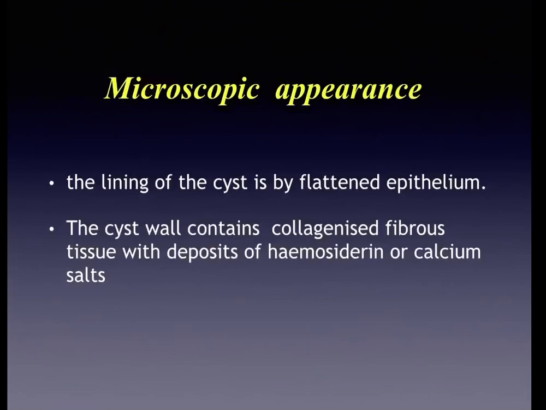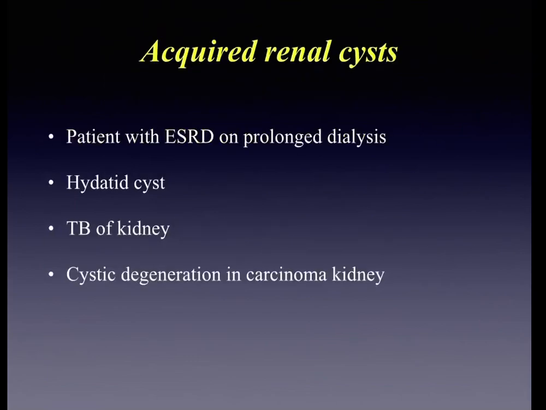Coming to microscopy, the lining of the cyst again is a flattened epithelium, and the wall as such can contain fibrous tissue with deposits of hemosiderin, especially if there is hemorrhage, or it can have calcium salts. So the next entity is acquired renal cysts.